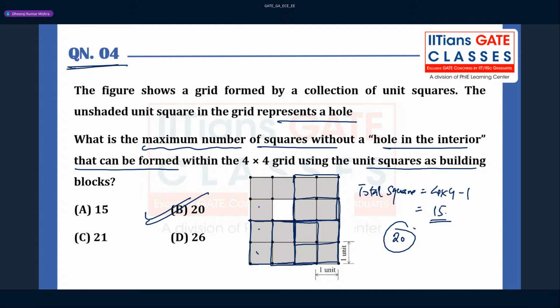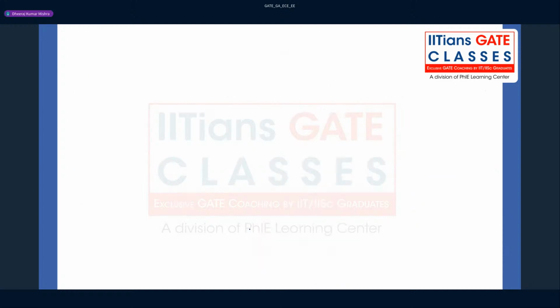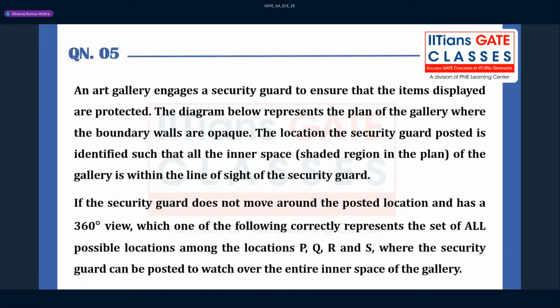I believe this is fine for all, right? So these are 1 by 1 squares, that is 4 into 4 minus 1, and 2 by 2 also you can find. So one is this, 1, 2, 3, and 2 more are there. These are not visible here, but you can find them out, right? So 20 will be the correct answer for this question. Let us go to the next question, guys.